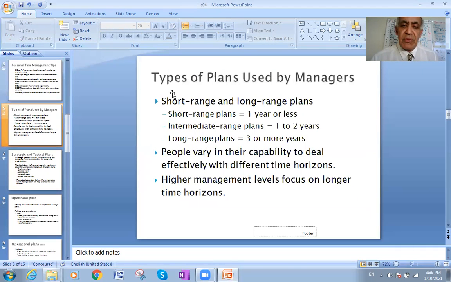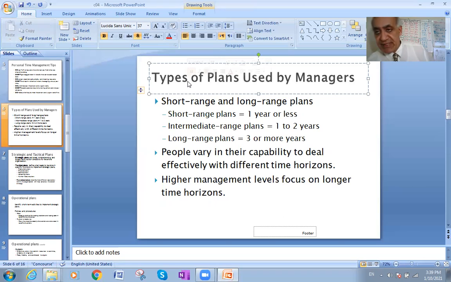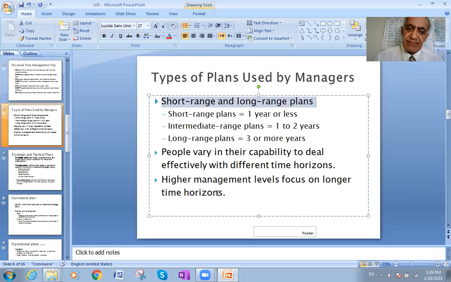Anyhow, we want to talk now about the types of plans. What are the types of plans and what is the importance of them? This is a very, very important topic. Short range and long range plans. We have short run, mid run, long run. The short run is always 1 year or less. The maximum is 1 year. The mid run or mid range is from 1 to 2 years, and the long run is over 3 years.